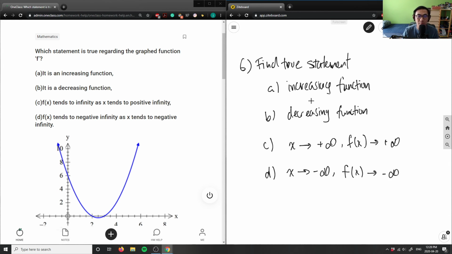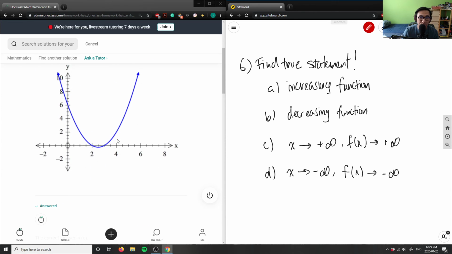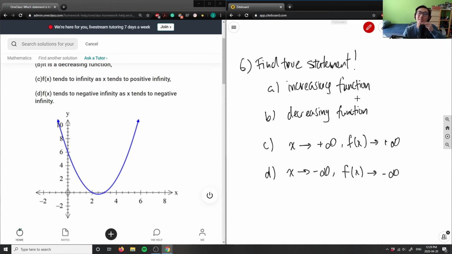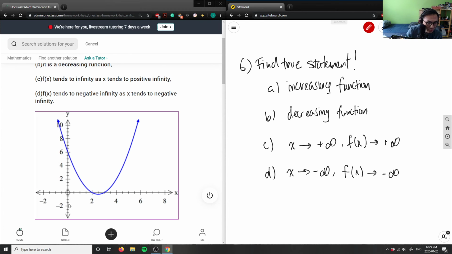Okay, so it's asking which statement is true for the graph function below. So find a true statement. Let's look at A here, is it an increasing function? It is an increasing function, but it's from here to here, right? So it depends on what you can specify. I don't know what the x-intercepts are, or what the vertex here is. I can maybe approximate here. That's -2. I guess this is 1. This is from like half, and I'm assuming this is 2.5.